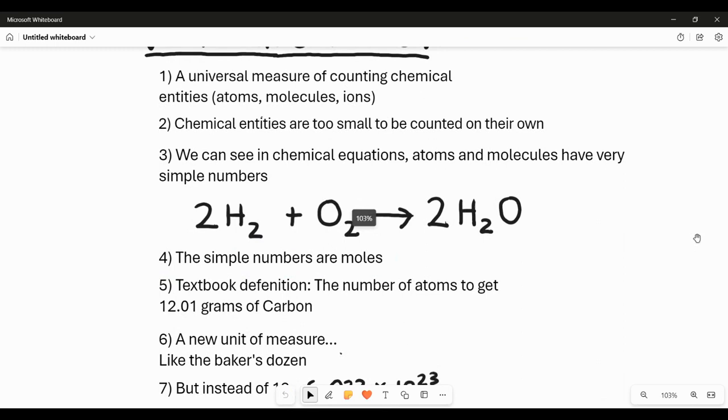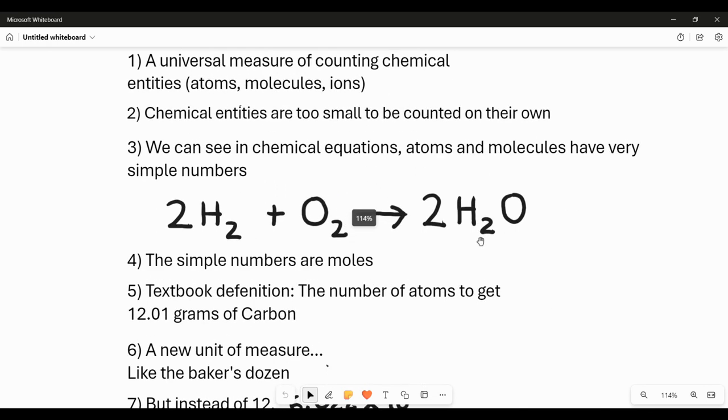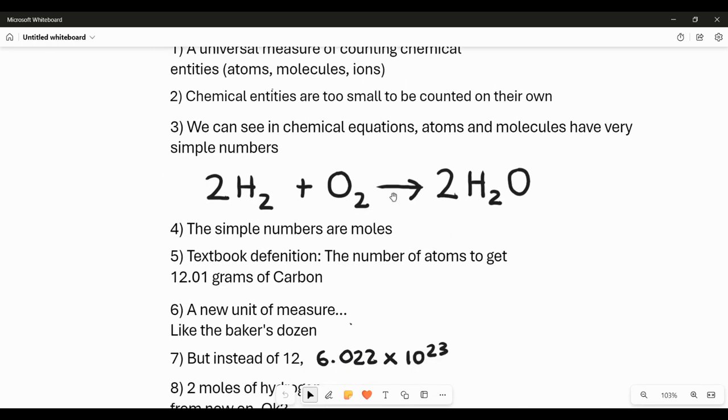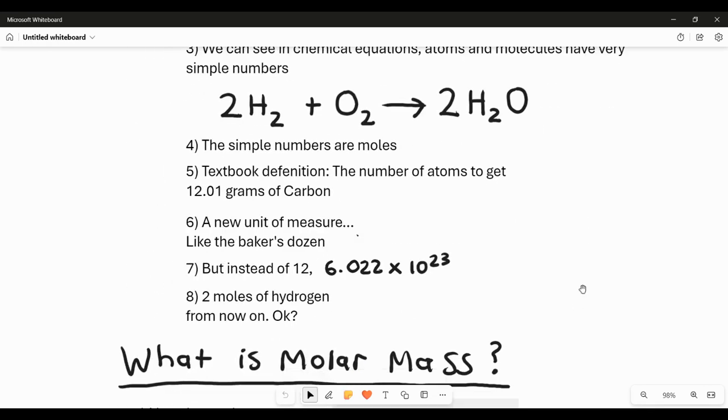So as you can see in the reaction equation for water, the hydrogen and the oxygen and the water have very simple numbers. It's 2H2 plus 1O2 goes to 2H2O. It's not like 3 billion H2 plus 1.5 billion O2 go to 6 billion H2O or 3 billion H2O. It's just 2, 1, 2. And those simple numbers are what moles are.